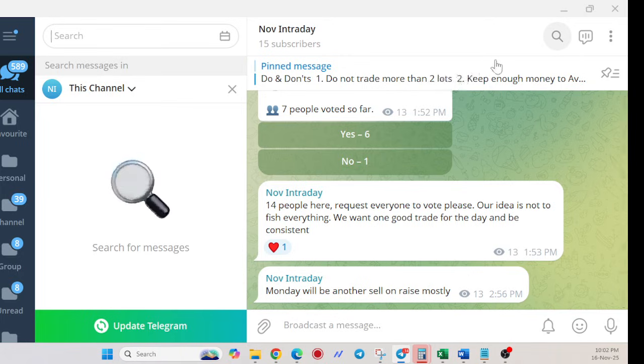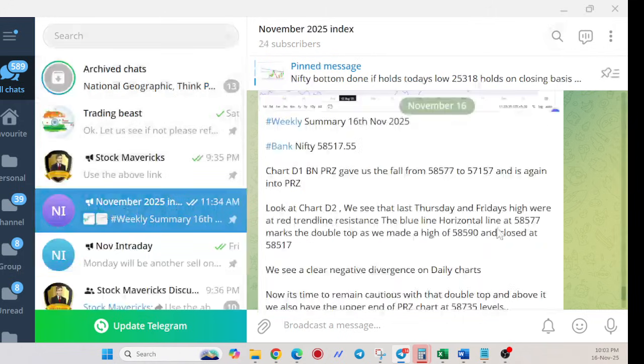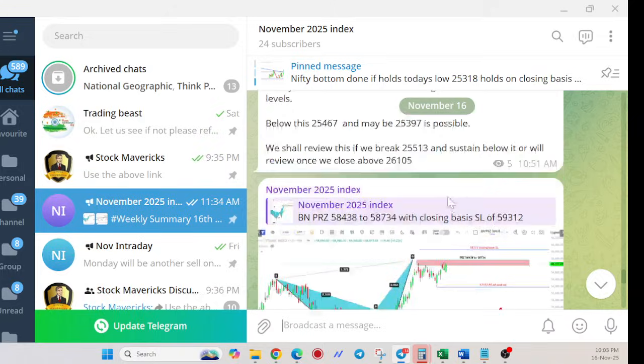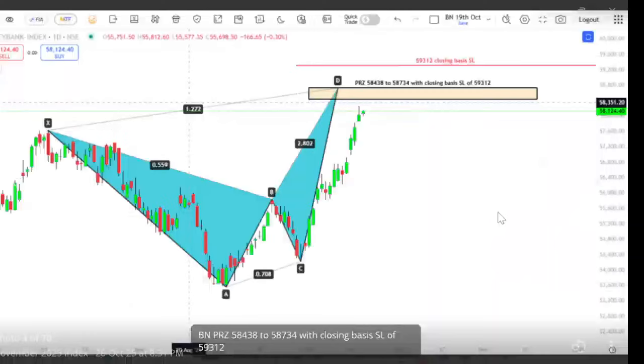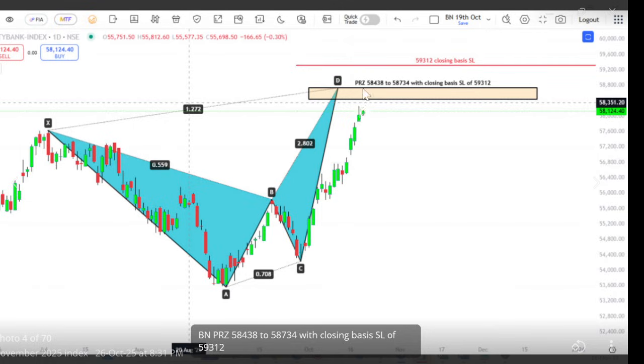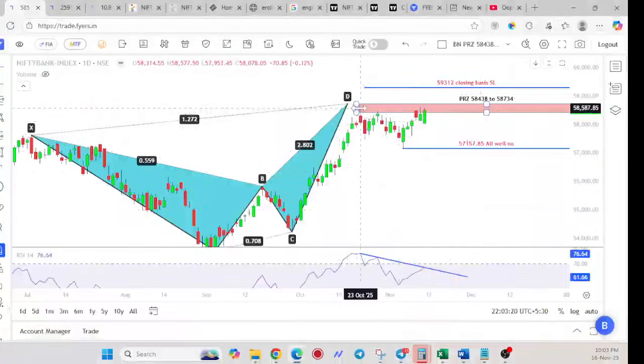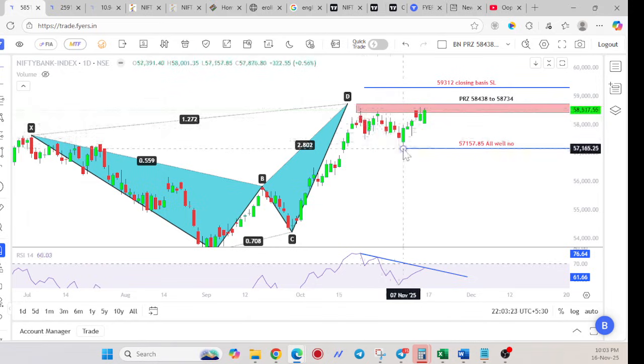Okay, 58,438. Sorry. This is the chart. You can see October 26th is when I made this chart. Okay, you can see that it did not go into the PRZ. It was before the PRZ I made this chart. And what happened is it went, touched, fell.